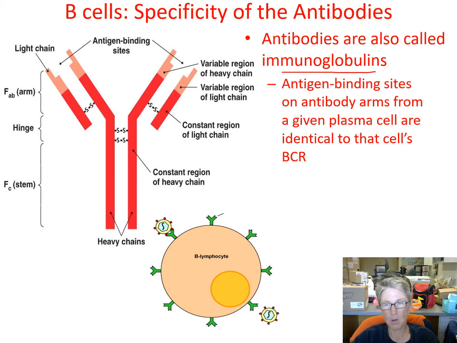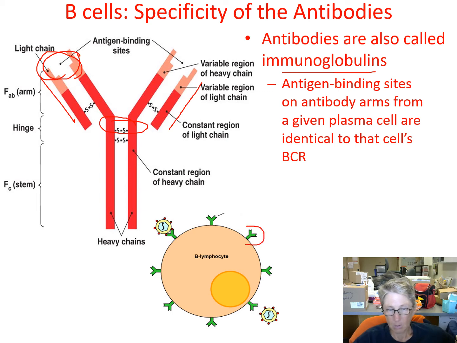Antibodies are also called immunoglobulins. And the antigen binding sites on the antibody arms, so these are the arms here, or the Fab regions. And then there's this hinge region in here, and then there's a stem region. The antigen binding sites on antibody arms, which would be here, from any given plasma cell are identical to that cell's B cell receptors.